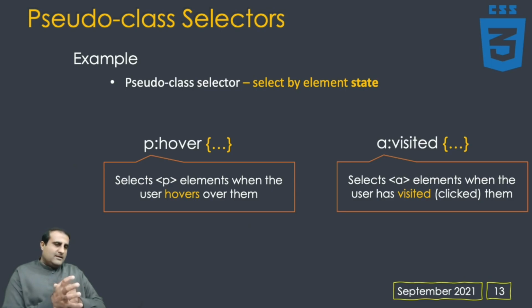Similarly, there is a colon visited on the right side. So it means that this style will be applied to the link, because a is the link. So this style will be applied to the link which has been visited, i.e. the user has clicked on the link.